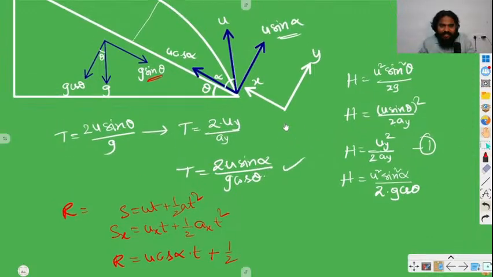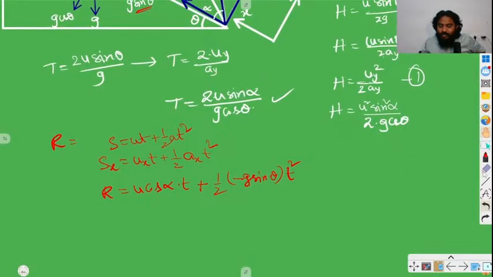Ax here is the acceleration, g sin theta, and you should remember that g sin theta is opposite to the initial velocity, that is why you have to take minus g sin theta, right? Ax is minus g sin theta into t square. So by using this equation, you can find out the range. Let us go for the simplification.